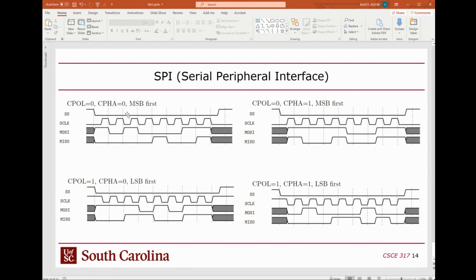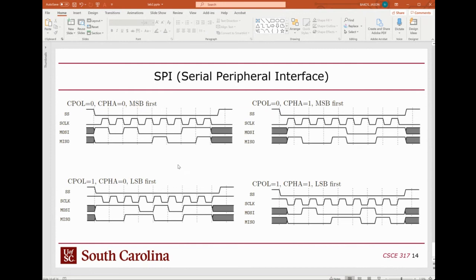So if CPHA is 1, you want to read the data starting on the second edge of the clock, whereas if CPHA is 0, you want to read the data starting on the first edge of the clock, because the data would have already been established by the first edge of the clock. So you might say, well, that makes sense, but why do we care about CPOL?